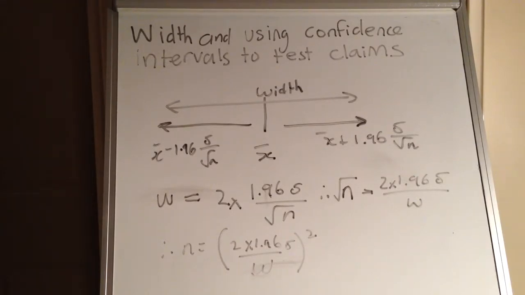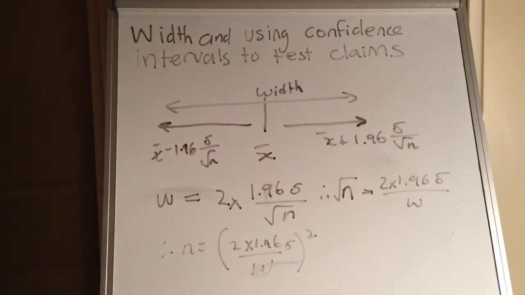But in this one we'll be looking at width and the basis behind testing claims, like the general idea, and actually looking at the general process that we use if we don't want to use hypothesis testing and we have a sample mean available.